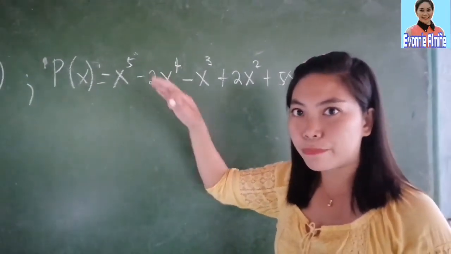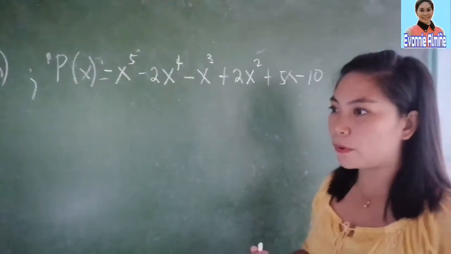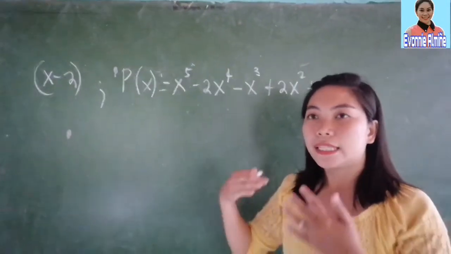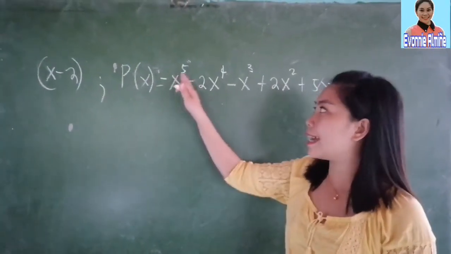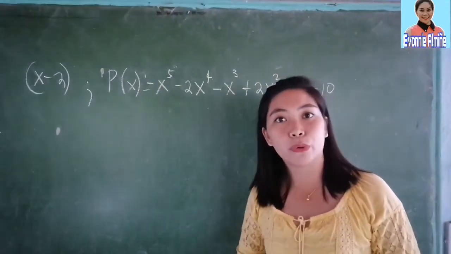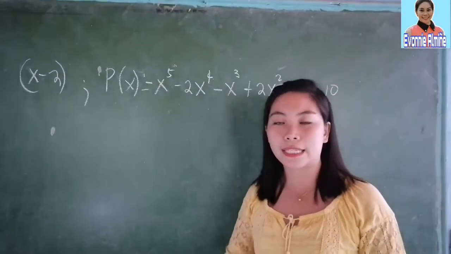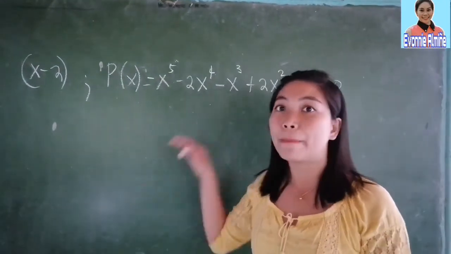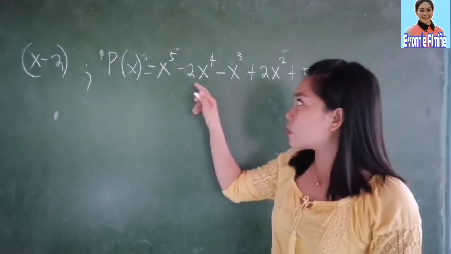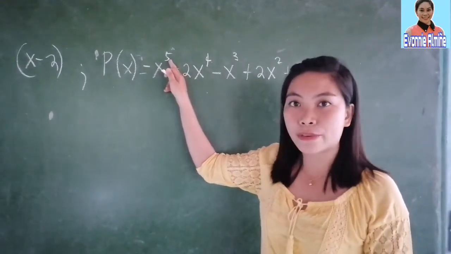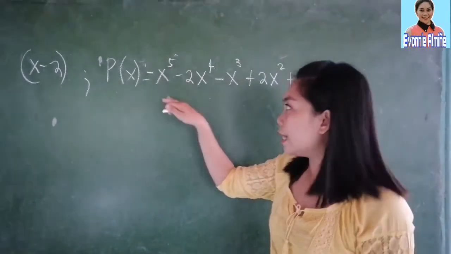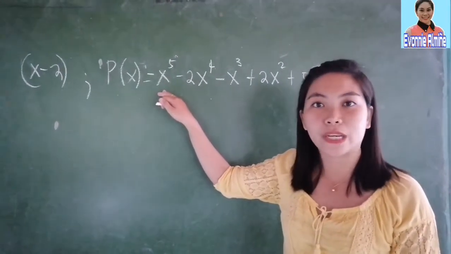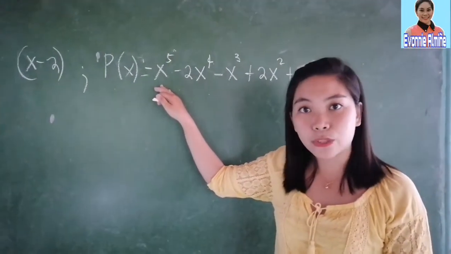Di ba po? Yan po yung leading degree natin. So, ibig pong sabihin, when that polynomial equation has the highest degree of exponent, yan din po yung nag-i-indicate kung ilang zeros or ilang factors meron ang polynomial equation. So, since we have this 5 as the leading degree, therefore, this given polynomial equation has 5 factors.